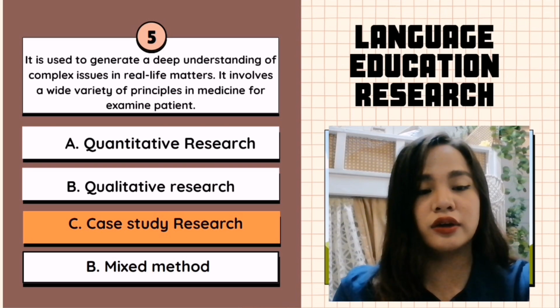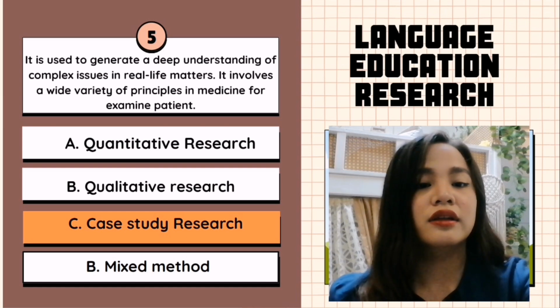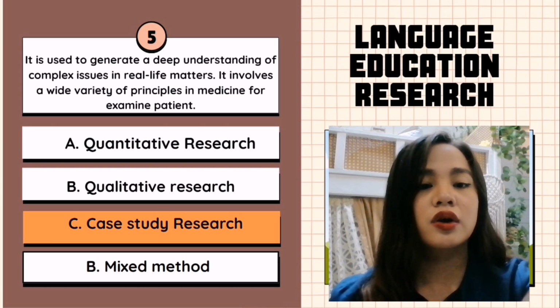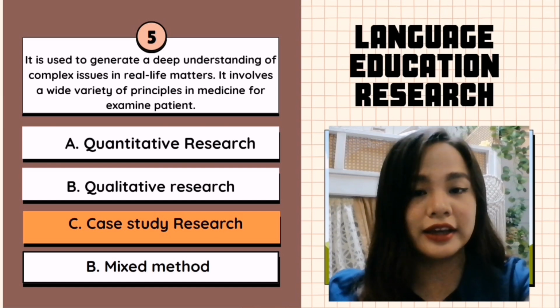So why are the other choices incorrect? Letter A, quantitative research, is incorrect because it focuses on numerical data, statistics, and large samples, and it is used to measure and test hypotheses, not to explore in-depth real-life issues. It is also too broad and surface level for deep, case-specific understanding. Letter B is also wrong because qualitative research, while it does explore meaning and context, is a broad category. A case study is a specific type of qualitative research, and the question referred to a more focused real-life examination, like studying a patient in medicine, which fits better with a case study.